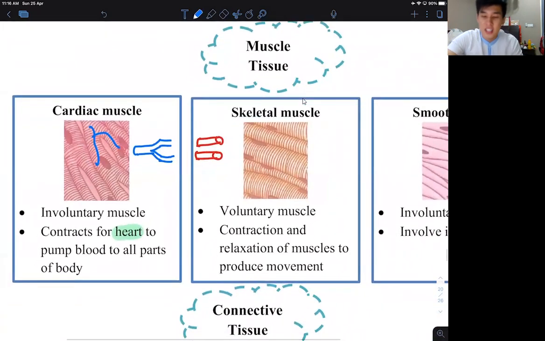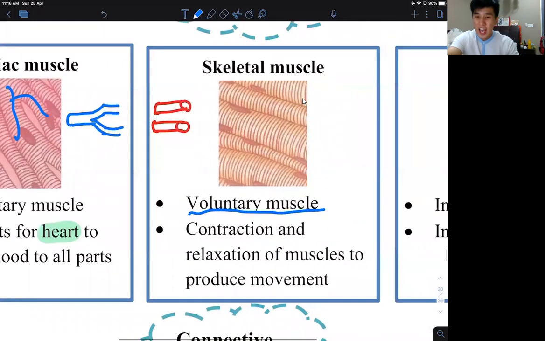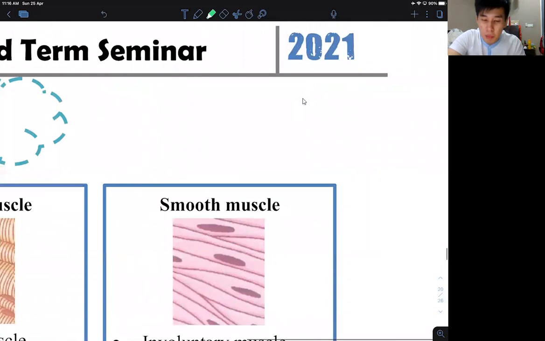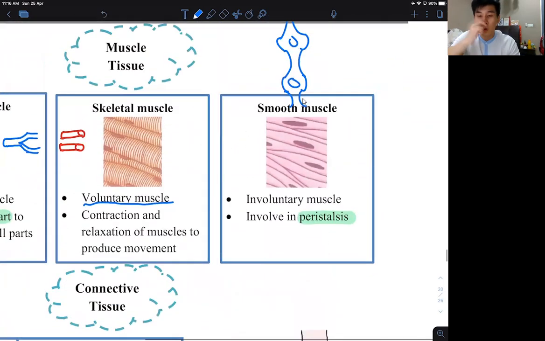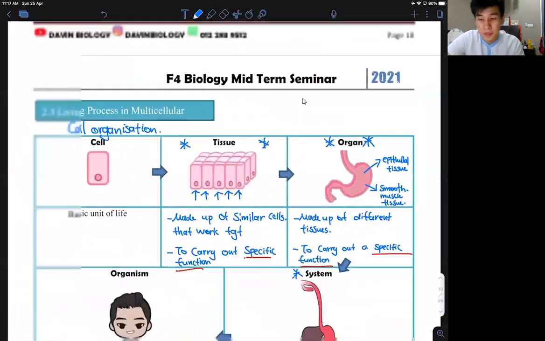Understand? So skeletal muscle is actually the only voluntary muscle in your body. It means the only muscle that you can willingly control. Like all this, you can control as you wish. Cardiac muscle, your heart pumping, is something you cannot control. Smooth muscle is also something that you cannot control, because smooth muscle is involved in peristalsis. When you swallow your food, the action that helps you push the food down your esophagus, even your stomach and small intestine, is also peristalsis. So that's what we mentioned here. Remember, smooth muscle is involuntary.